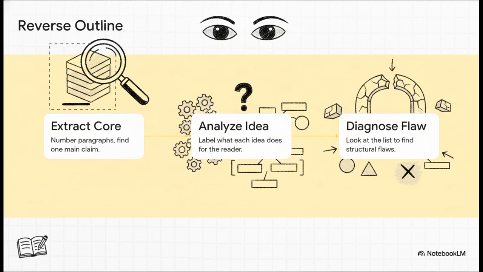There are 3 steps here. First, extract the core. Number every single paragraph, and on a totally separate document, write down the one main claim of each. And let me tell you, if you find 2 totally distinct ideas in one paragraph, that is an immediate red flag. Second, analyze the function. Label what that paragraph is actually doing. Is it an introduction? Is it evidence? A counterargument? And third, diagnose the flaws. You look at that stripped-down list and figure out what's fundamentally broken.